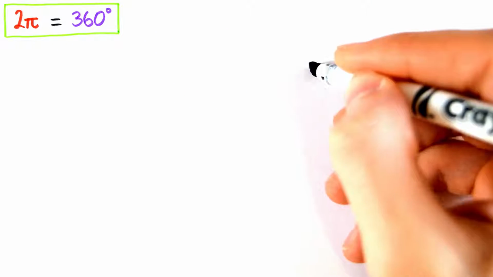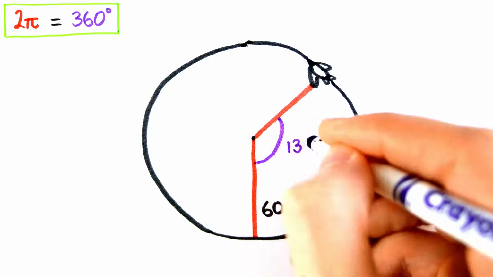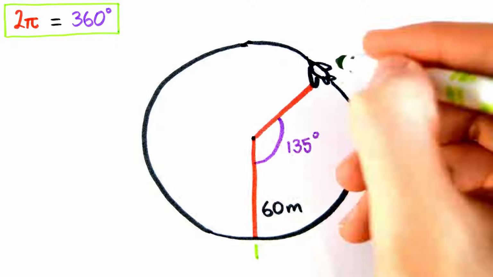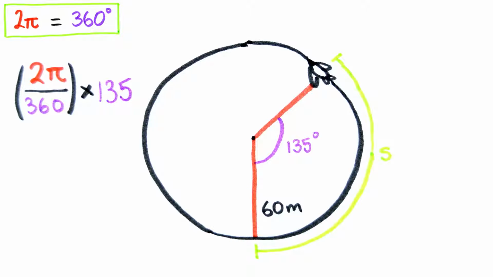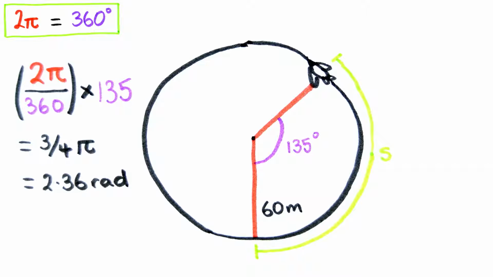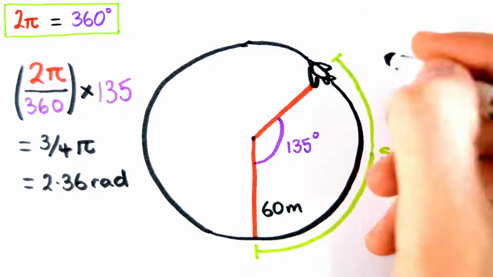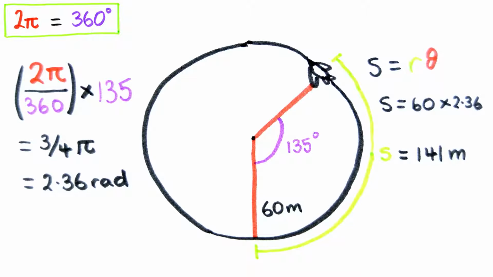For example, an aeroplane performing a loop-de-loop of radius 60 meters turns through 135 degrees. To calculate the distance the plane has moved, we have to first convert the degrees into radians. This is done by dividing 2π by 360 degrees to get the radians for 1 degree, and multiplying it by 135, which gives us 3/4 π, or 2.36 radians. This can then be used to work out the distance the plane has travelled as being 141 meters.